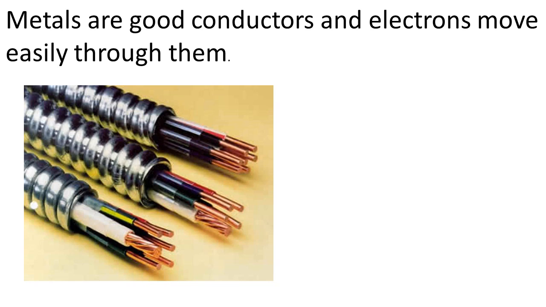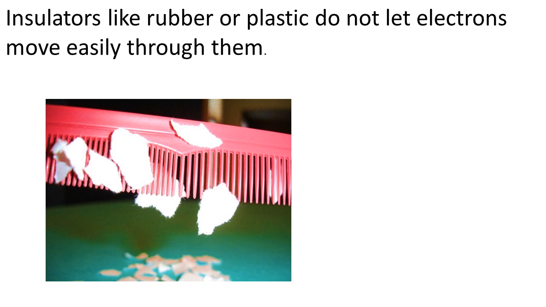But in an insulator like rubber or plastic, the charges don't want to move. They want to stay put. The electrons or charges want to stay where they are, because in an insulator they can't move through. So something like this comb, you can see that the charges are built up. There's a negative charge in there, and that charge has stuck those pieces of paper to the comb.